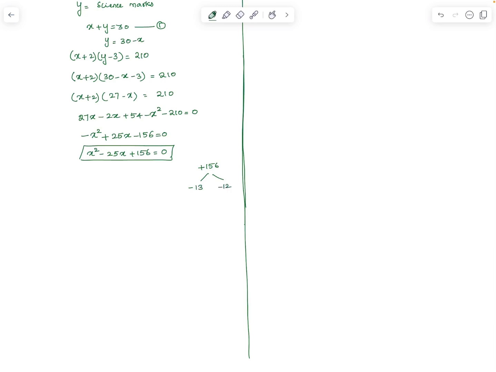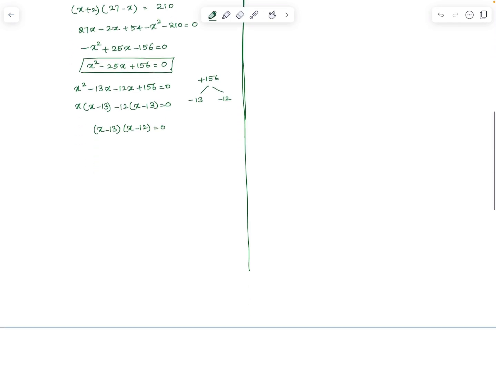The sum of these two gives the middle term coefficient. Rewriting the given equation, x square minus 13x minus 12x plus 156 equal to 0. After factorizing, we get (x minus 13) times (x minus 12) equal to 0. So the two values of x are 13 and 12.